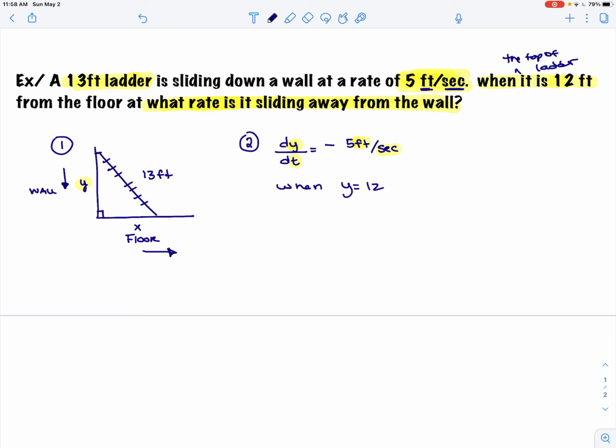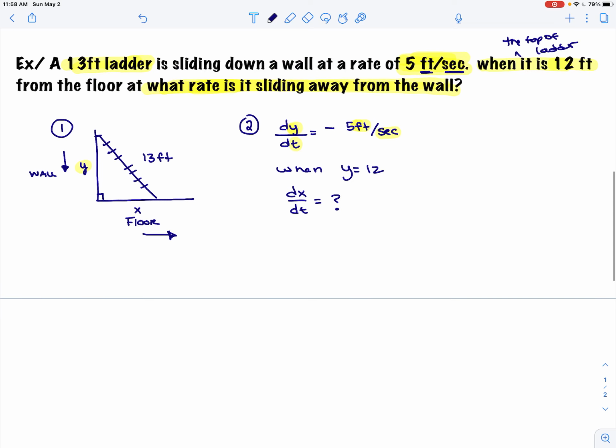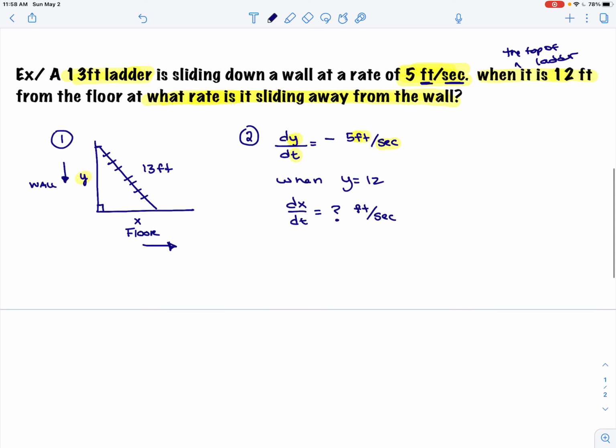Okay, sorry about that. And what I'm looking for is the rate at which it's sliding away from the wall. So I'm looking for dx/dt. And this is what's missing. Okay, and when I get that, it will clearly be in feet per second. And it should be positive because if I count down as negative, right would be positive. So positive should tell me the direction it's moving in.